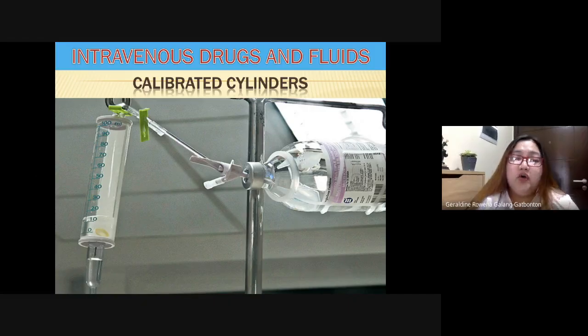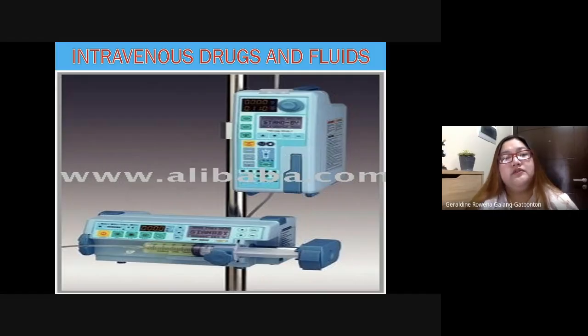Alright? All calibrated cylinders and all solusets are what kind of sets? Microsets. Okay? Kasi lagi siyang may karayom dyan. So, lahat ng drop factor ng calibrated cylinder or soluset, microset, ang drop factor niya 60 drops per ml. Alright?